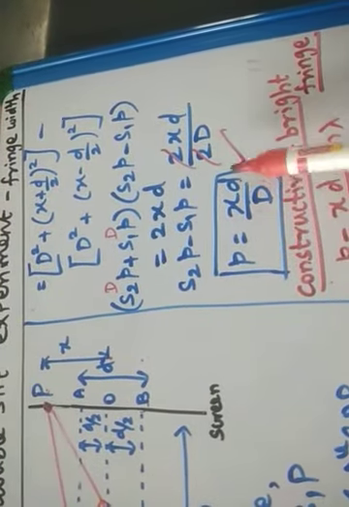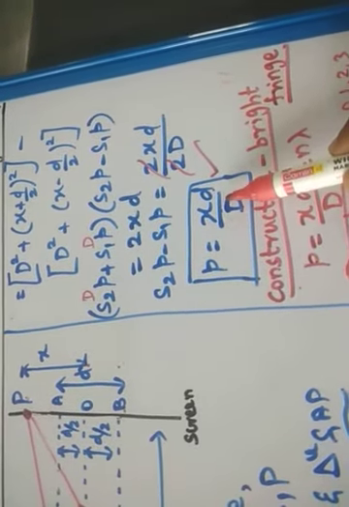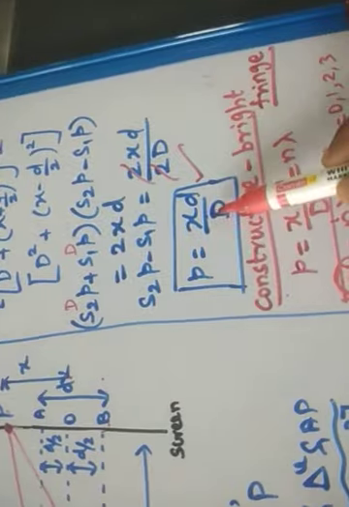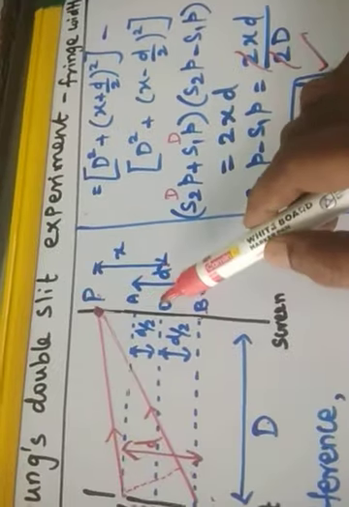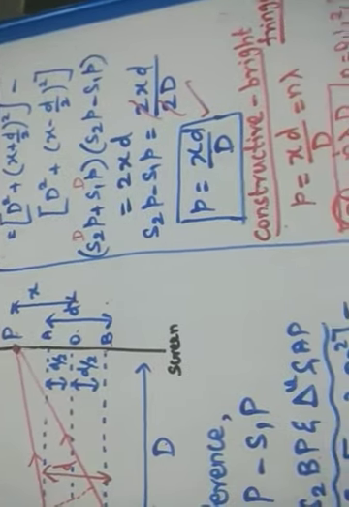Path difference is equal to xd by D. So small d is the slit width, capital D is the distance between the screen and the source. X is the distance between the origin, that is the center point O, to the point P.